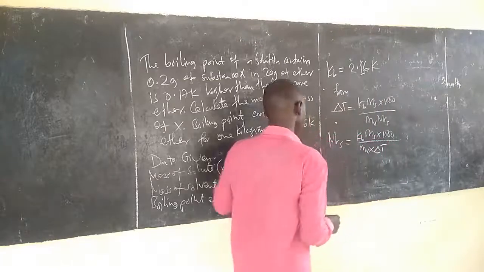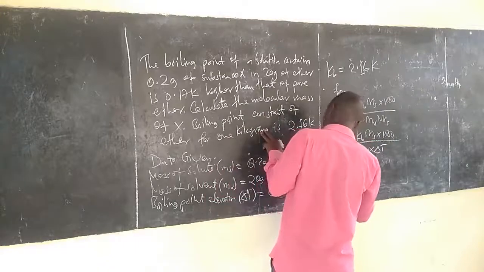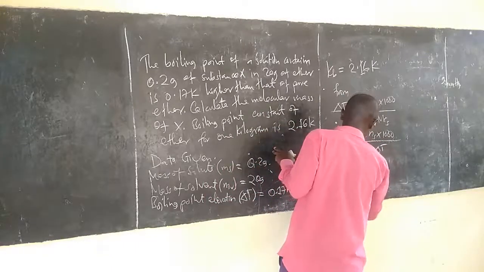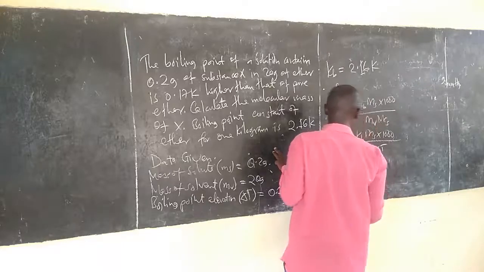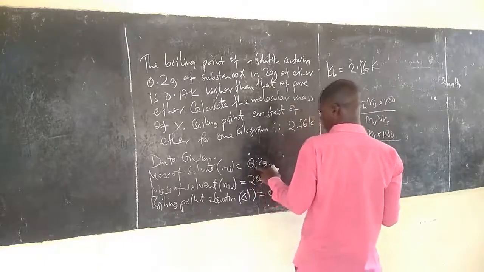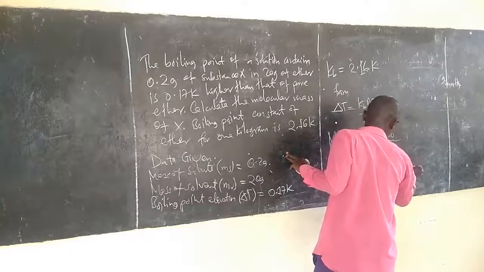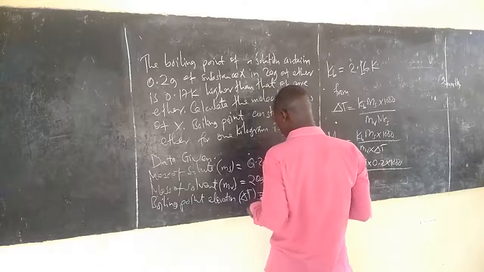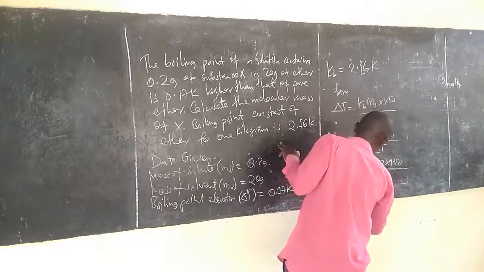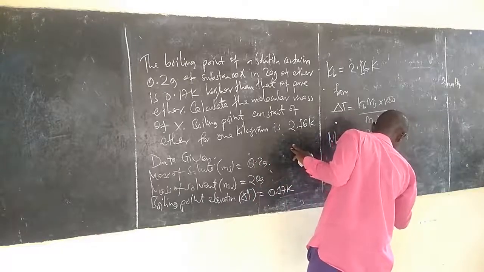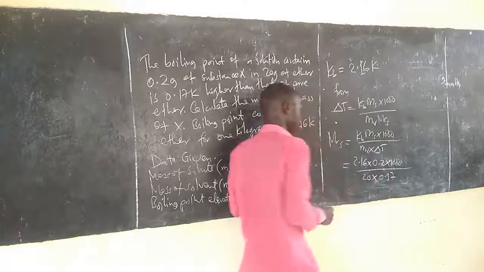So hapo tukiingiza utapata Kb ambayo ni 2.16, mass of solute ambayo ni 0.2, mass of solvent ambayo ni 20 grams, na change in temperature 0.17.